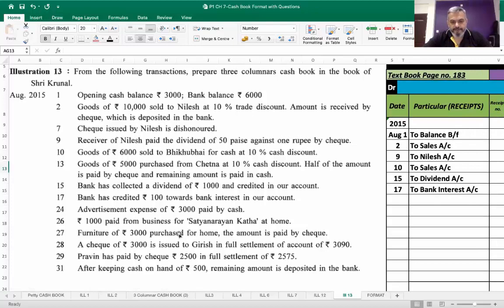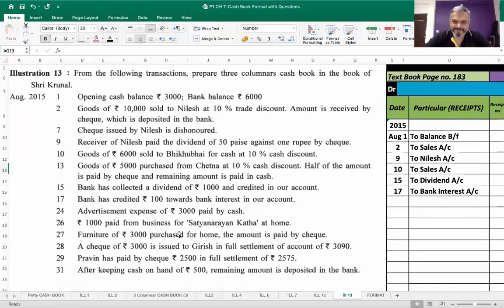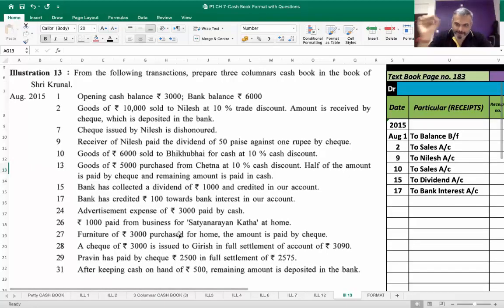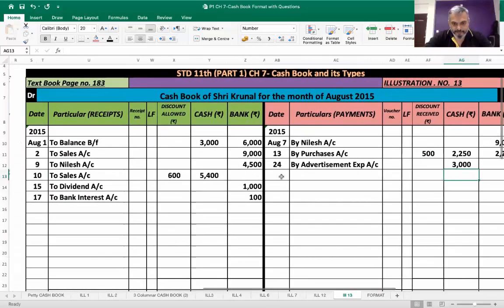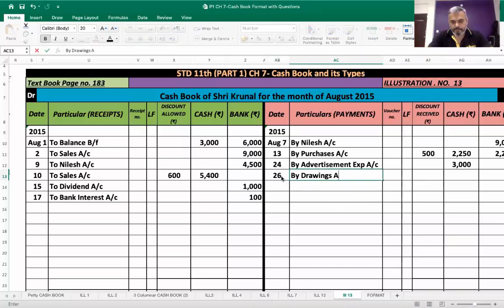Thousand paid from business for Satyanarayan Katha at home. So underline at home. यानी घर पे कथा किया तो वो घर का खर्चा है. So it is for owner's personal use. So it will be drawing. 26, by drawings account, 1,000.